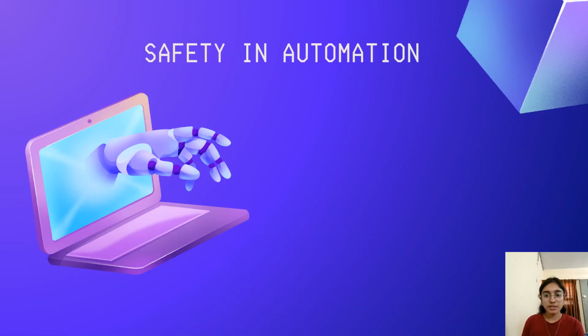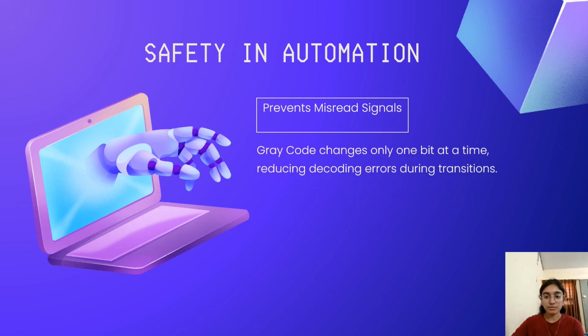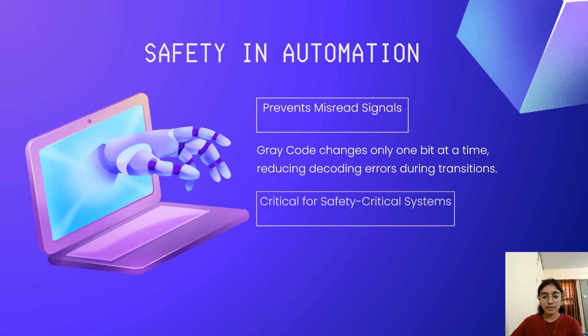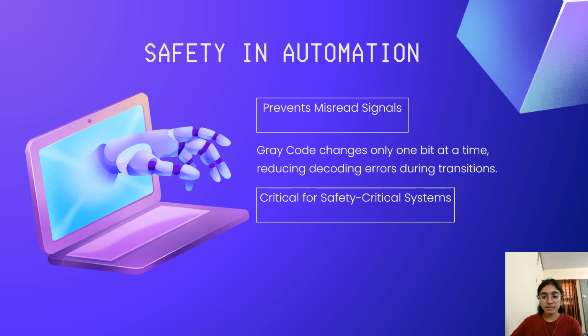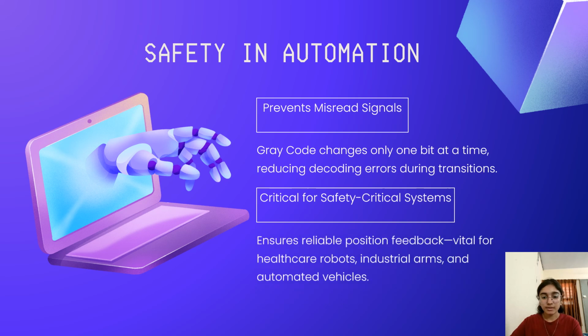Now, safety in automation. First, it prevents misread signals. Gray code changes only one bit at a time, reducing decoding errors during transition. This is critical for safety, as critical systems need reliable position feedback, vital for healthcare robots, industrial arms, and automated vehicles.